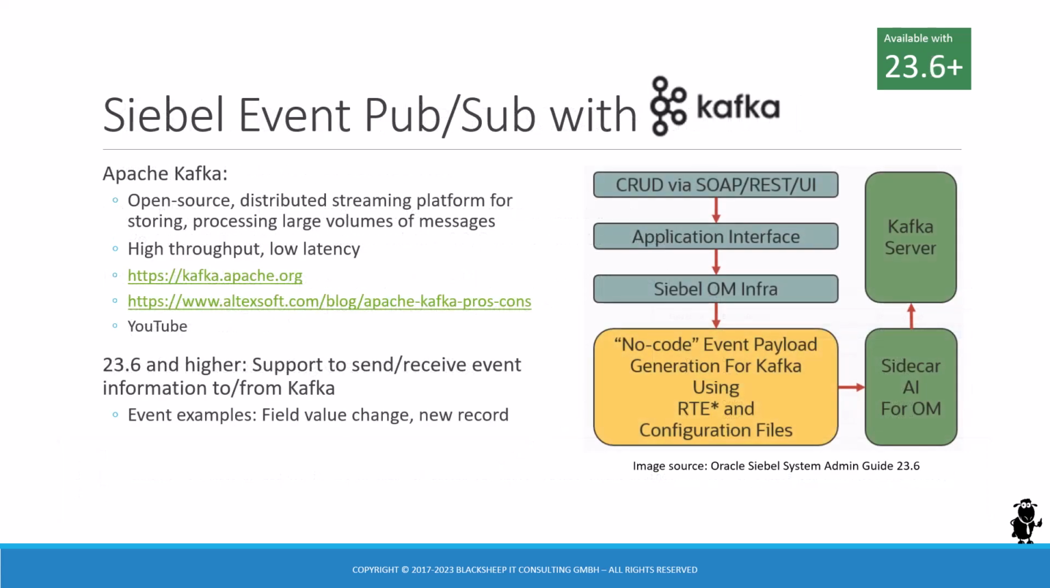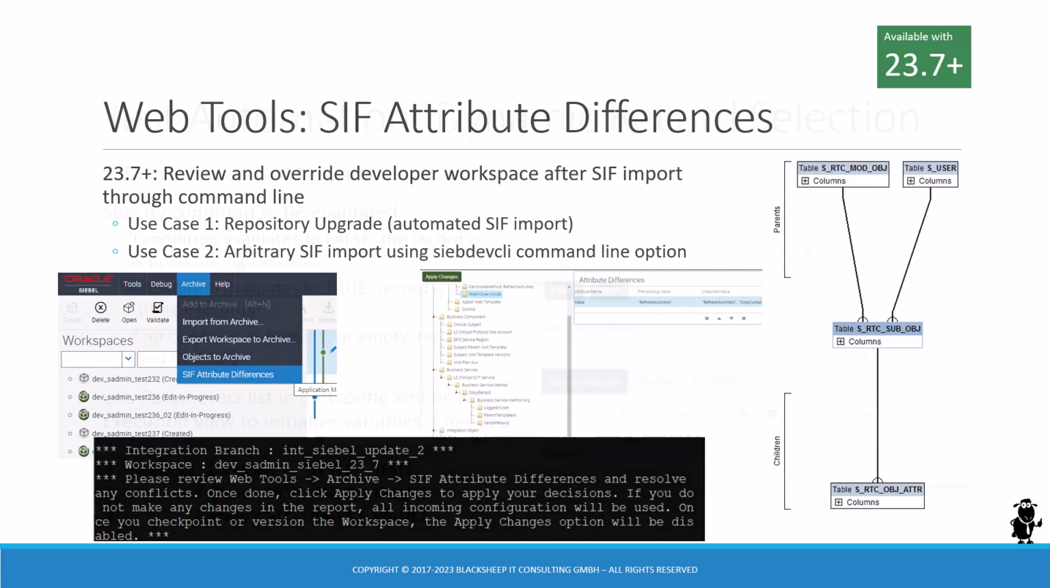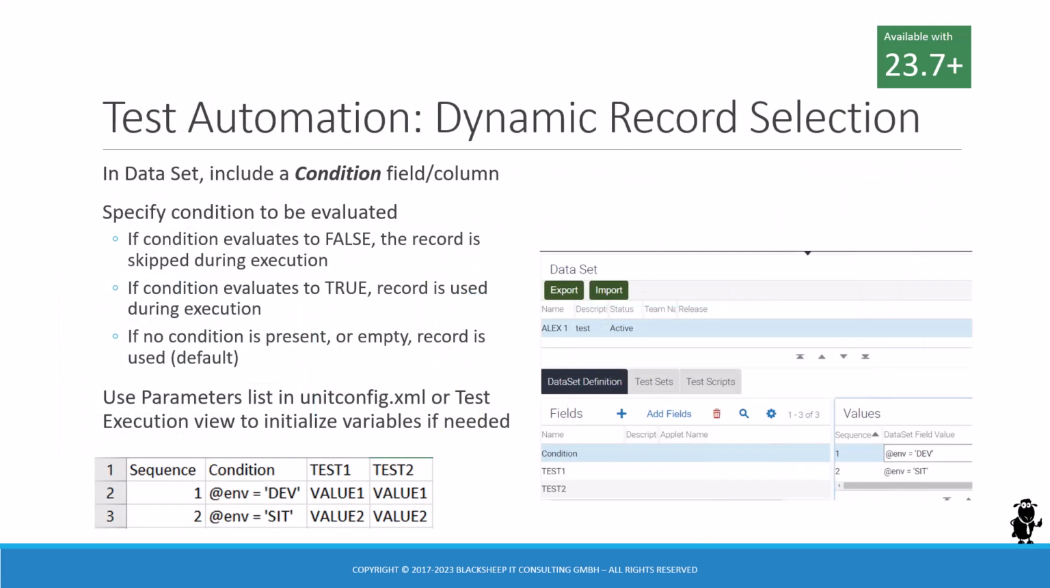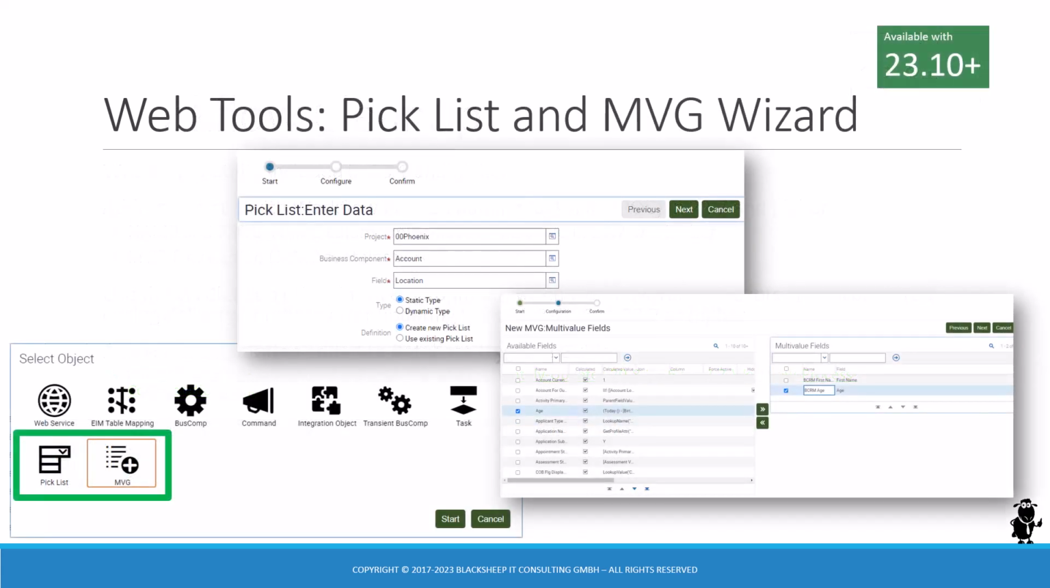Let's not forget the introduction of event publishing subscription with Kafka. Web Tools again with a few that we are going to see live, the SIF Attribute Differences. Test automation again with a lot of new features gained in July 2023. The workflow cleanup being now fully documented, so you might want to learn more about it and use it during your update. And finally, Web Tools again now having in 23.10 a total of 9 wizards already. So developers, users, administrators, there's something new for everybody.